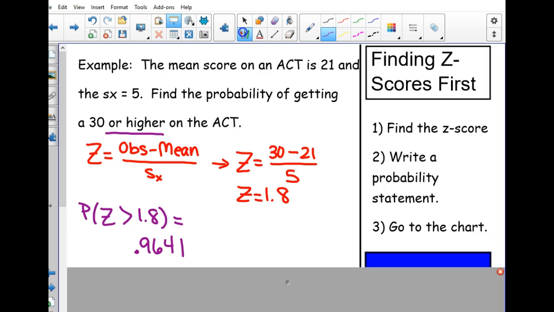And now why did I say pay attention to keywords? We have to subtract from 1 because it's a greater than. The only time we can stop is when it's a less than. If it's a greater than, we have to subtract from 1. If it's a between, we have to do a big minus small. So I'm going to do 1 minus 0.9641. And what is that equal to? 0.0359.